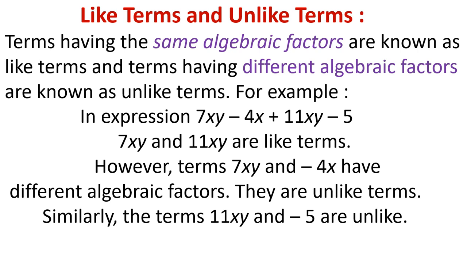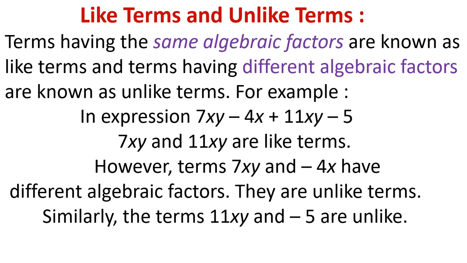Like terms and unlike terms. Terms having the same algebraic factors are known as like terms, and terms having different algebraic factors are known as unlike terms. For example, in the expression 7xy minus 4x plus 11xy minus 5, 7xy and 11xy are like terms because both have the same algebraic factors, that is x and y.